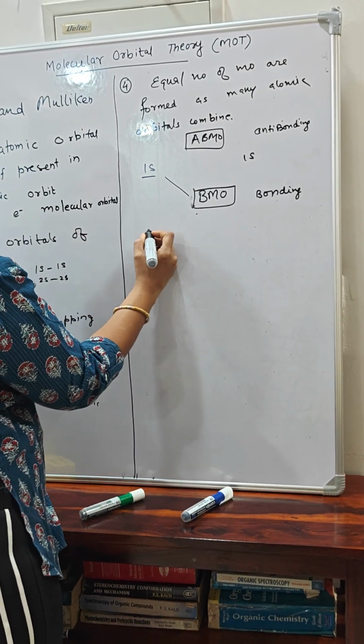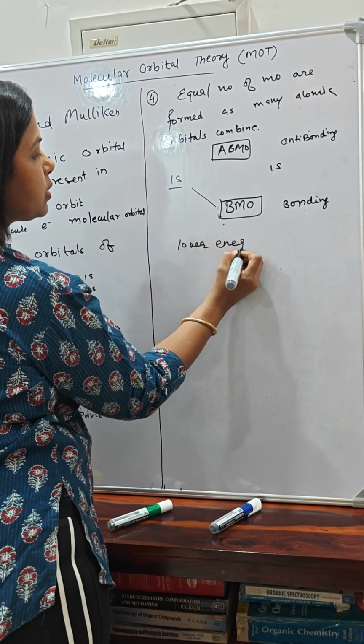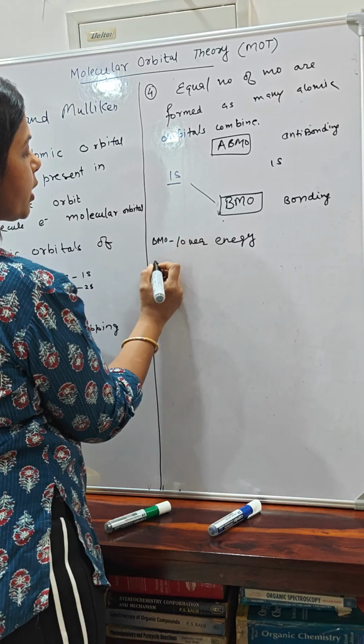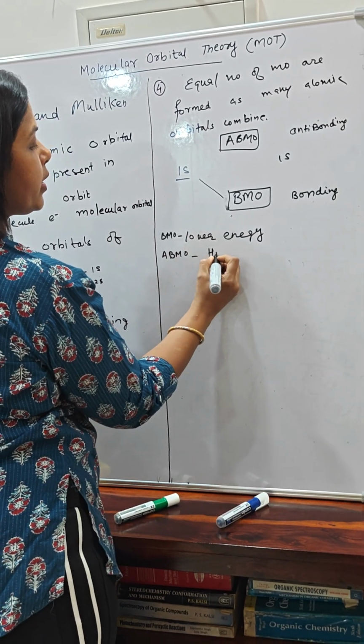Bonding molecular orbitals are of lower energy, and anti-bonding molecular orbitals are higher energy orbitals.